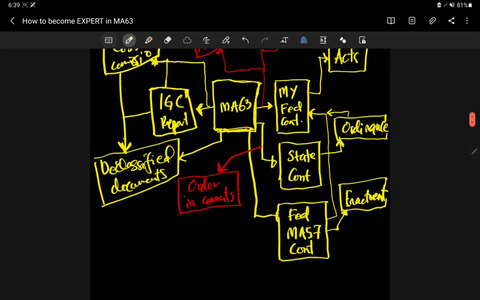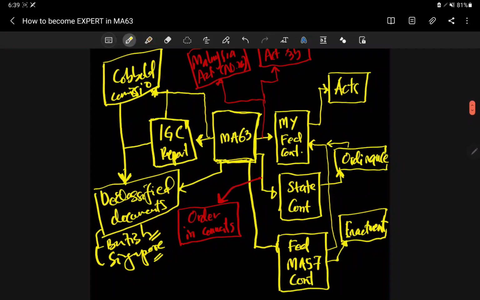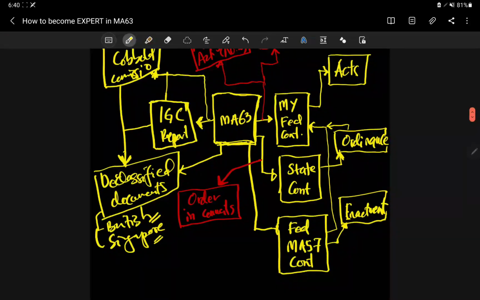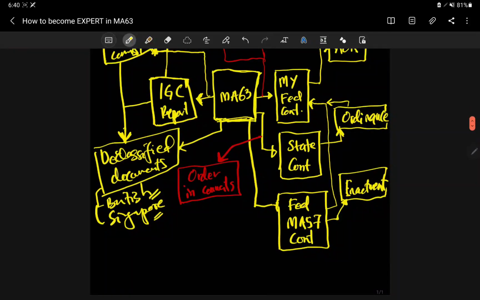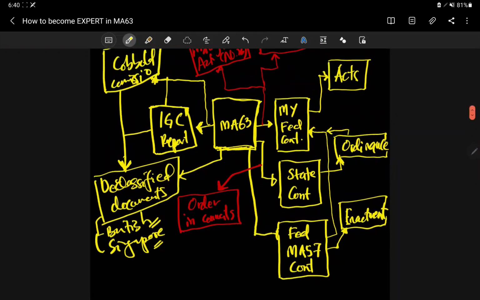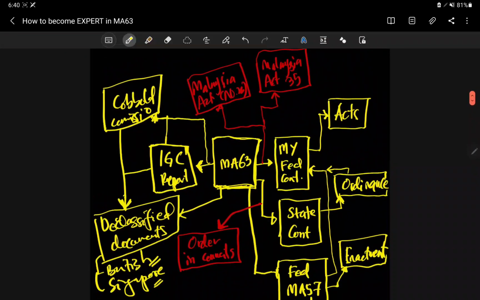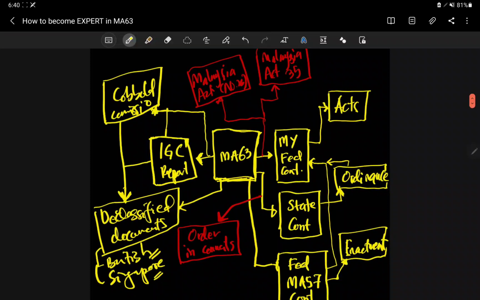The declassified documents, you can find in the British archive, in Singapore. In Singapore, you just try to Google. They always provide something from the British, all this information about the formation of Malaysia. The declassified documents are very big. It's massive, thousands of documents. So if you are lucky, you will find some very interesting information.